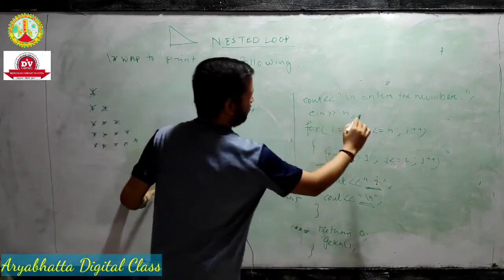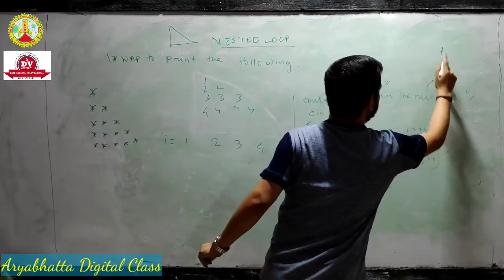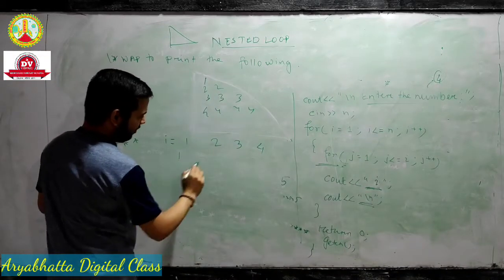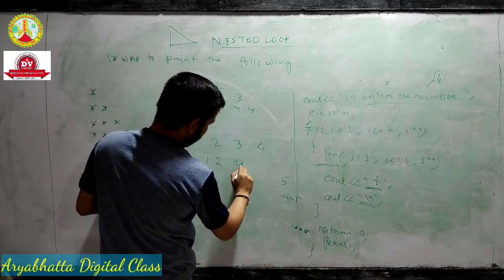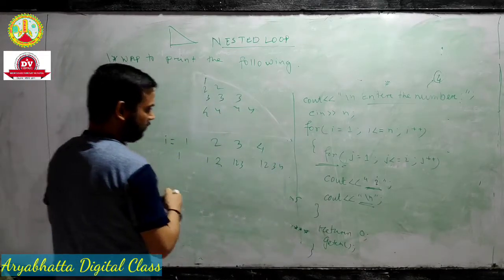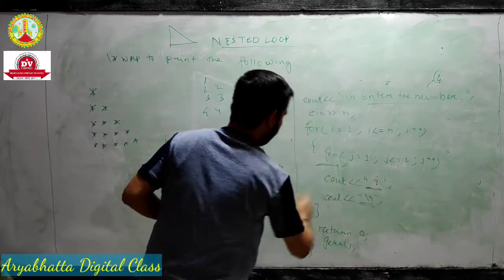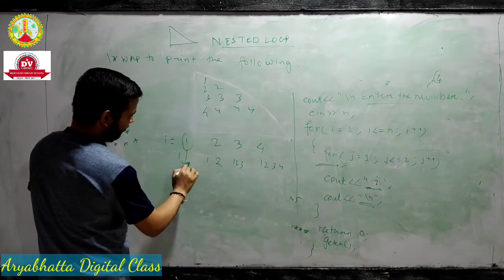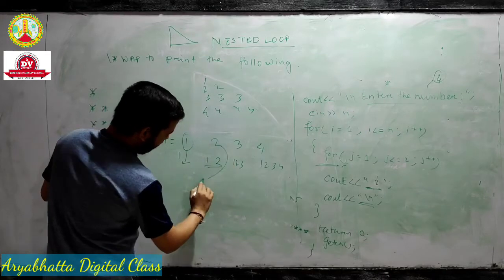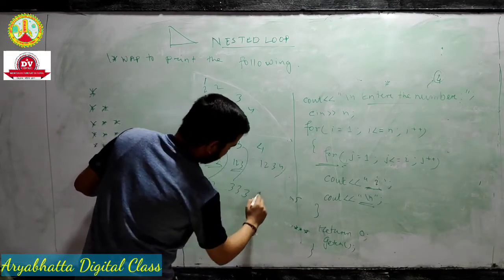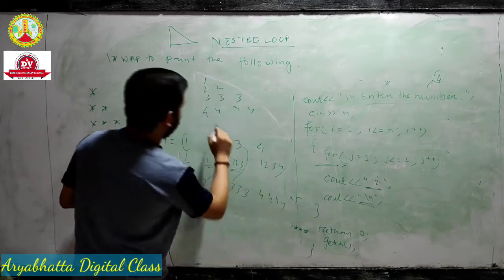Enter the number. Suppose you take this number as 4. I is 1, 2, 3, 4. J is 1 to 4. For 1, it is 1; for 2, it is 1, 2; for 3, it is 1, 2, 3; for 4, it is 1, 2, 3, 4. Now, if your statement is I, then for 1 time it will come 1, for 2 times it will come 2, 2, for 3 times it will come 3, 3, 3, and for 4 times it will come 4, 4, 4, 4.